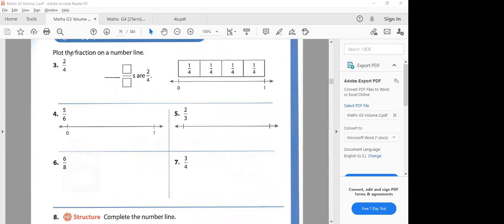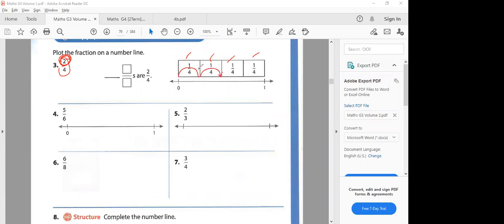Here, he said, plot the fraction on the number line. It is 2 over 4. And he divided the number line into 4 equal parts like this. Okay? So how many jumps here to reach 2 over 4? It is 2. Where is 3? You don't have 3 in the question. It is 2. So jump 1, 2.